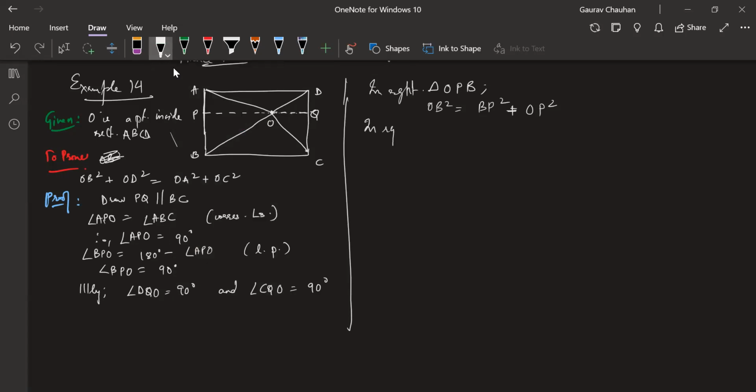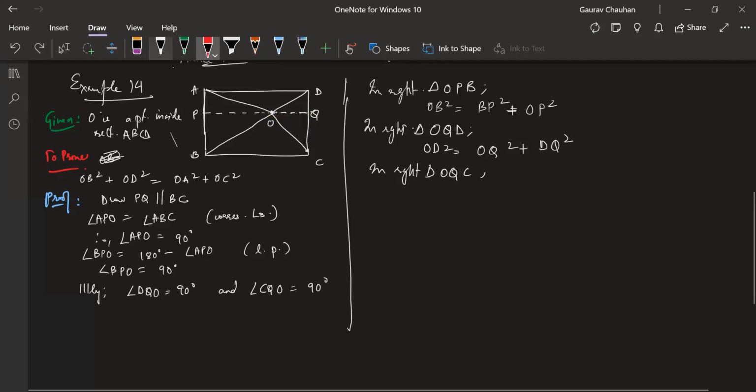In right triangle OQD, that is this particular one. Why am I taking OQD? Because I want OD on the left side. So I'm first taking OD square. OD square is equal to OQ square plus DQ square. In right triangle OQC, this particular right triangle, I have OC square equal to OQ square plus CQ square.